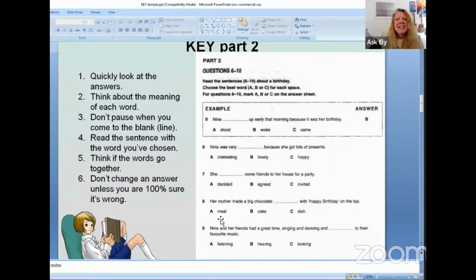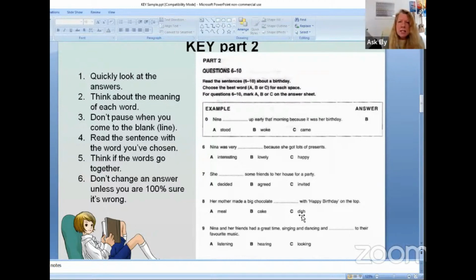The next one, I'm sorry. Next one. Meal, cake, dish. Think of the meanings. Meal is something you eat, right? Breakfast, lunch, dinner, that's a meal. Cake, I hope you don't have cake for breakfast, but cake, like birthday cake. What kind of cake do you like? My favorite is chocolate.